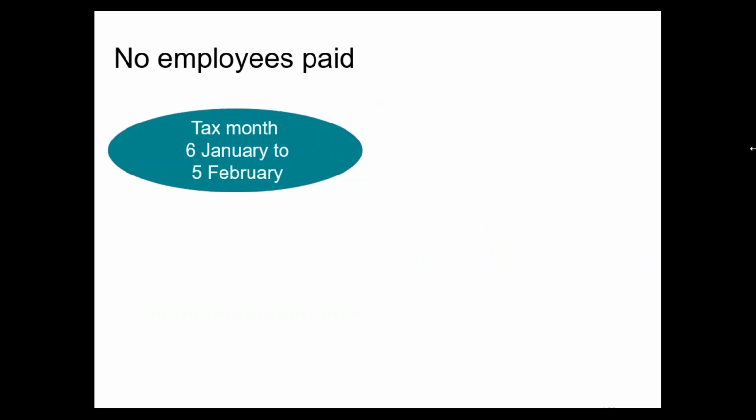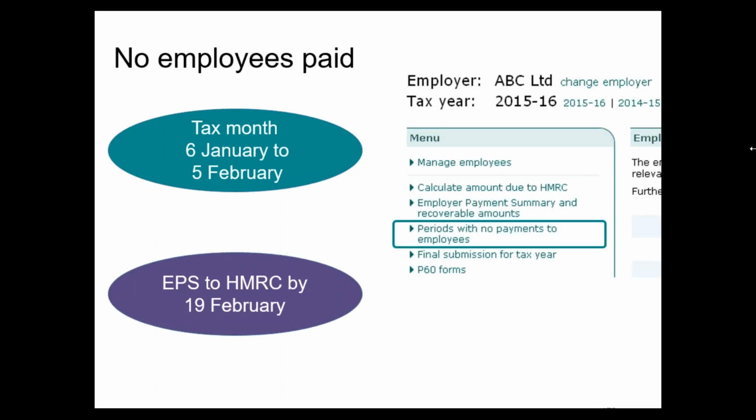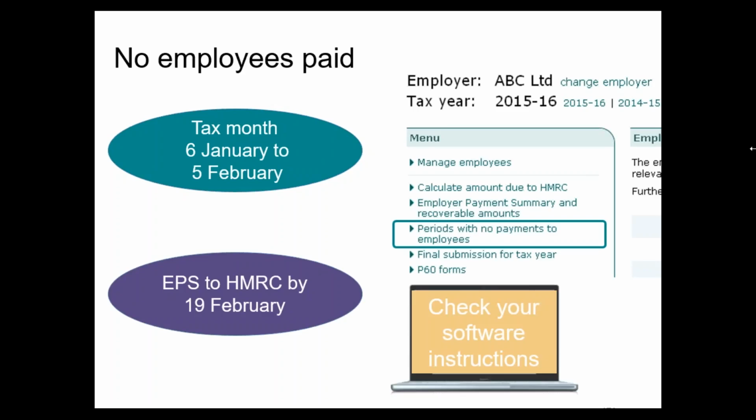So, for example, if you didn't make any payments to employees in the tax month 6th of January to the 5th of February, you would have to let HMRC know by sending an EPS by the 19th of February. If you're using the basic Pay As You Earn tools, you'll find the link to create an EPS in the Employer menu. Or you need to check your software instructions.